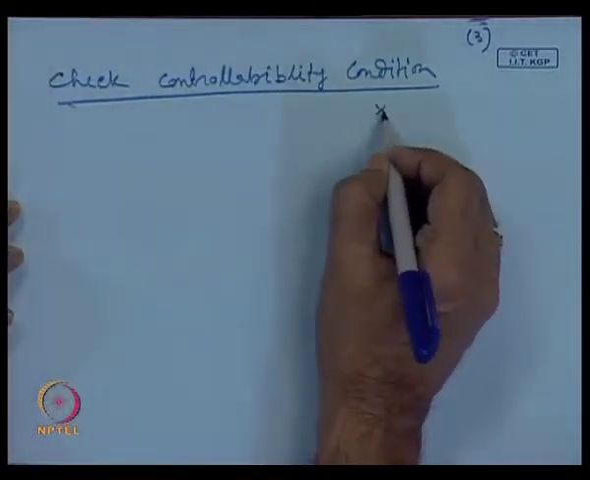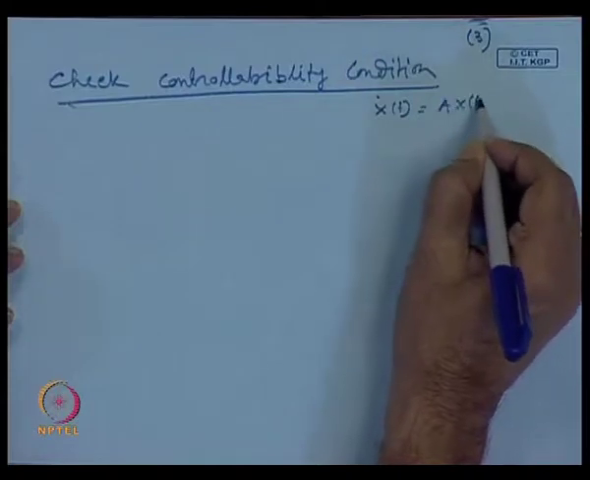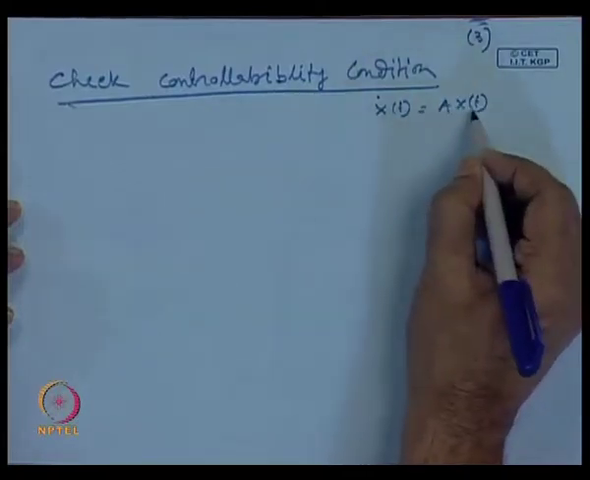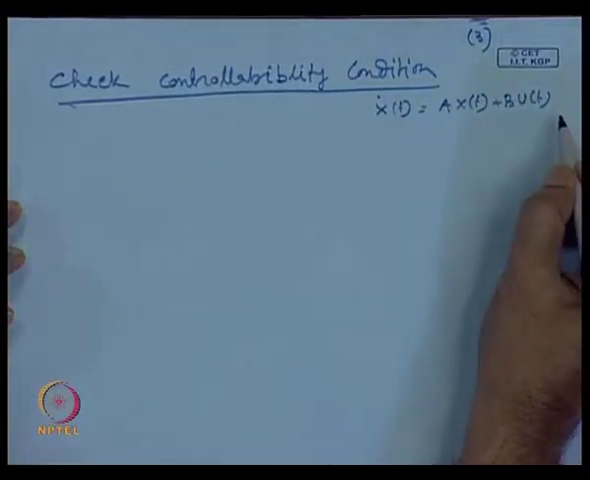Suppose you have a system, and before that I am just telling you how to check this. If you have a system described by x dot equal to A x plus B u of t, how do you check the controllability of this system? Controllability of the system means you will be able to drive the state from an initial state to a desired state within a finite time by using an appropriate control law. Whether it is possible or not, we can check before that.